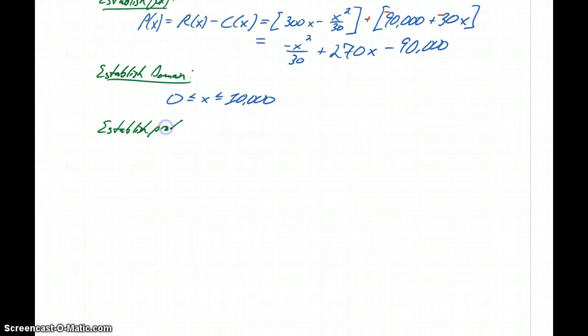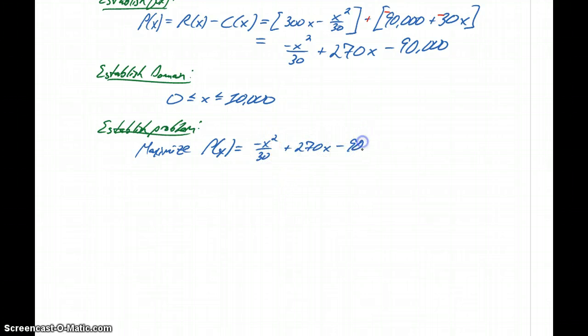So now we can establish the problem that we're interested in solving. What we want to do in this case is maximize our profit function, p of x, which is negative x squared over 30 plus 270x minus 90,000 on the interval from 0 to 10,000.